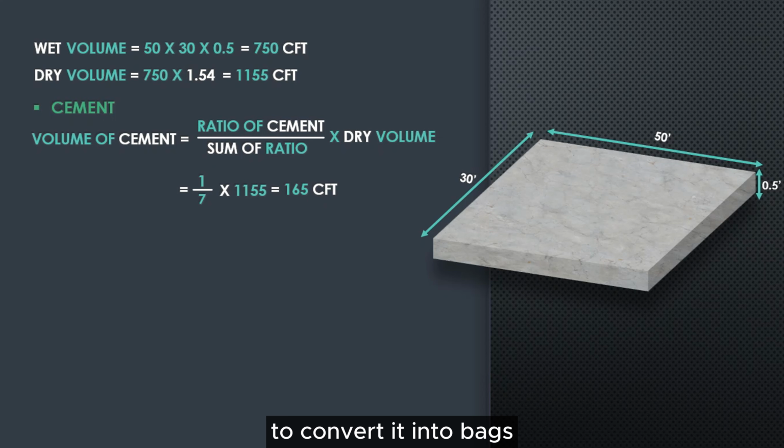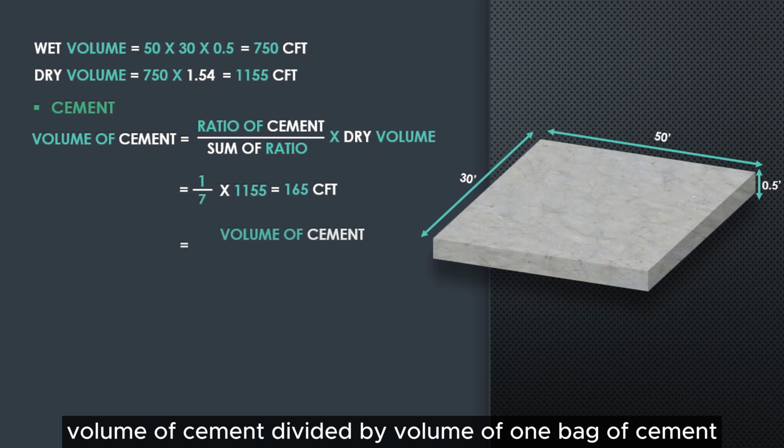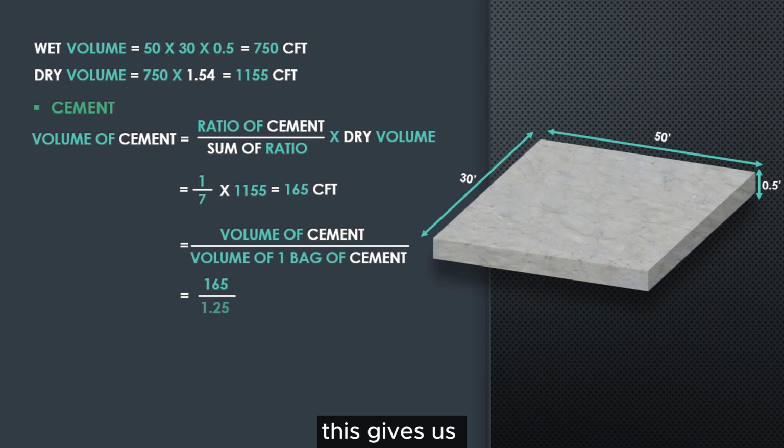To convert it into bags, we use the formula volume of cement divided by volume of one bag of cement, which is 1.25 cubic feet. This gives us 132 bags needed for this slab.